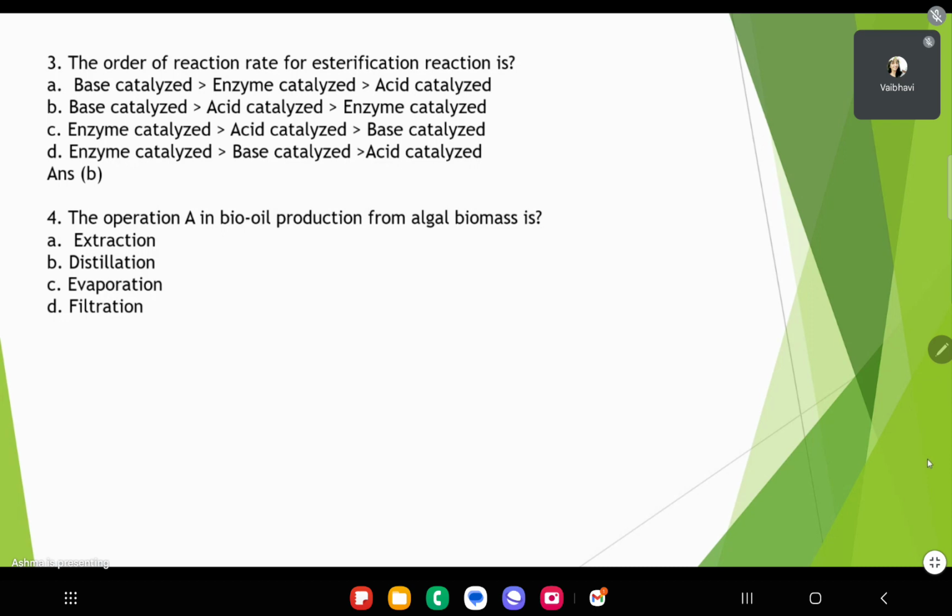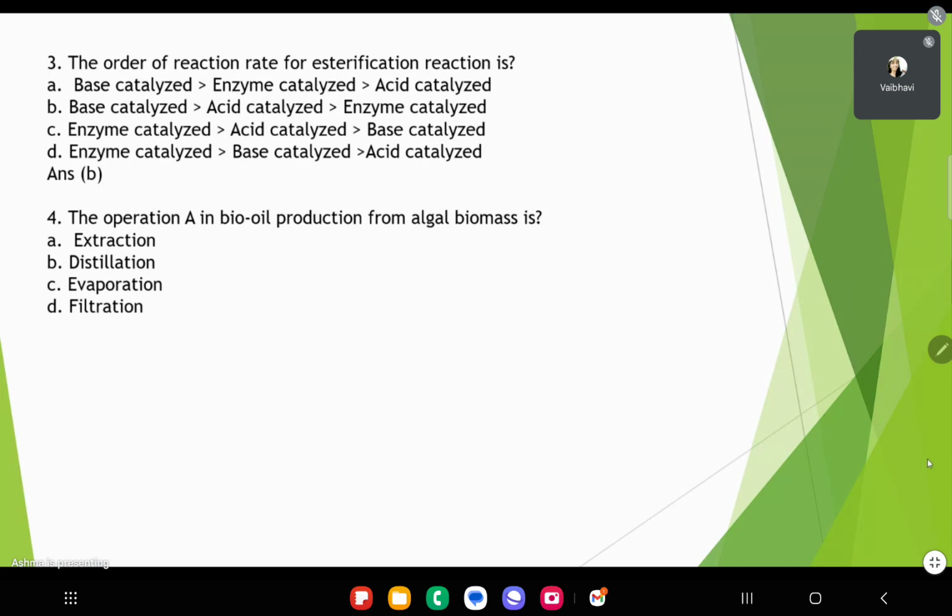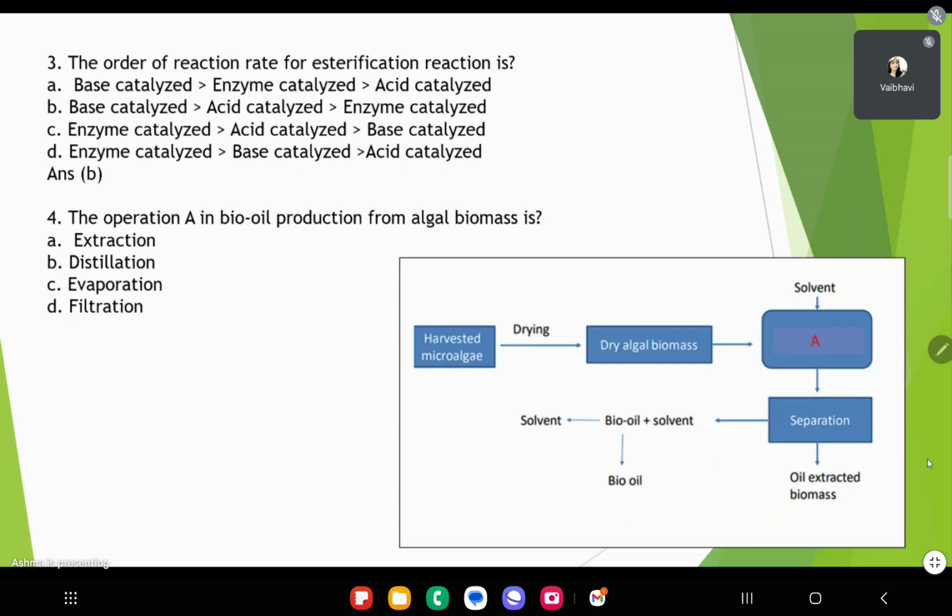So the next question is, the operation E in bio oil production from algal biomass is. So here is a chart which shows the bio oil production from algal biomass. We have to say which process is A. It is either extraction, distillation, evaporation, or filtration. So similarly, I'll give you 2 minutes. Please write your answer in the chat box.